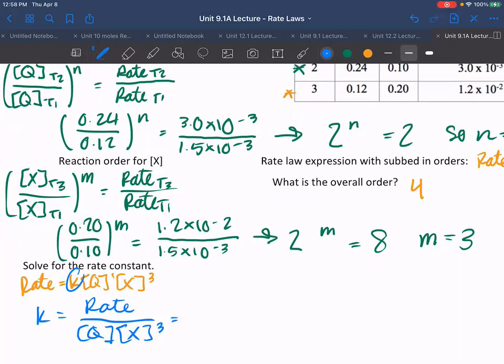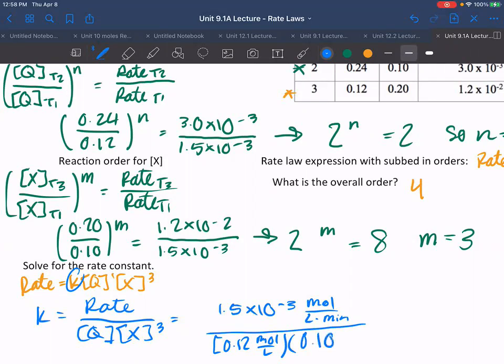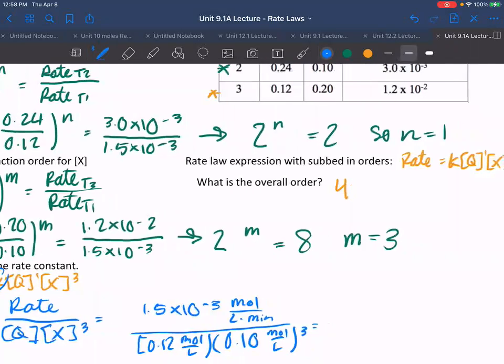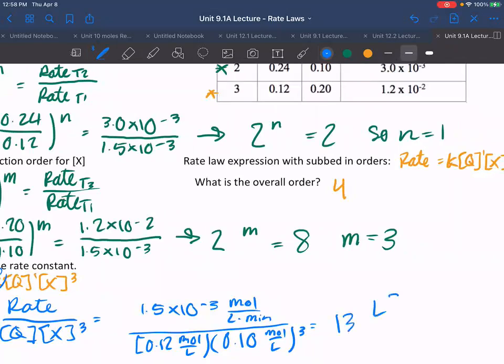Anyway, let's just pick problem 1 because why not? We're going to sub in 1.5 times 10 to the negative third moles per liter times minute, all over 0.12 moles per liter times 0.10 moles per liter to the third power. This is going to give us 13 liters to the third power over moles to the third power times minute.